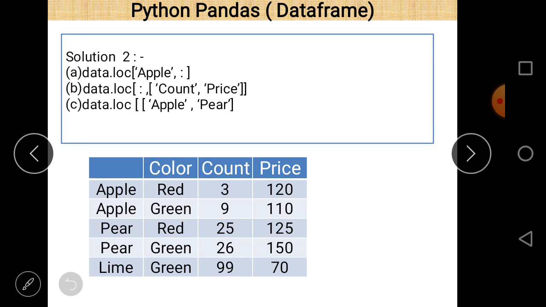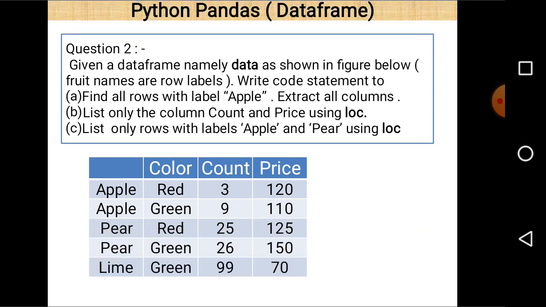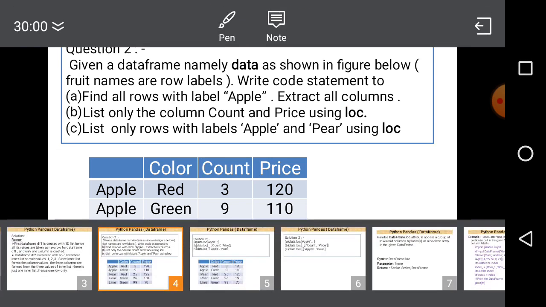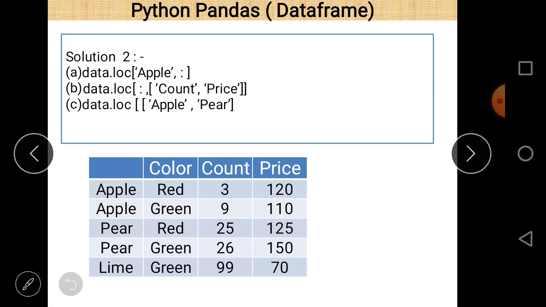data.loc apple, and why is apple written like this here? Because there is only a single label, and if there are more than one label then we separate them with a comma sign but in a list. And we have to select all columns here because it is given in the question: extract all columns. And to extract all columns, just put a colon sign as given here.